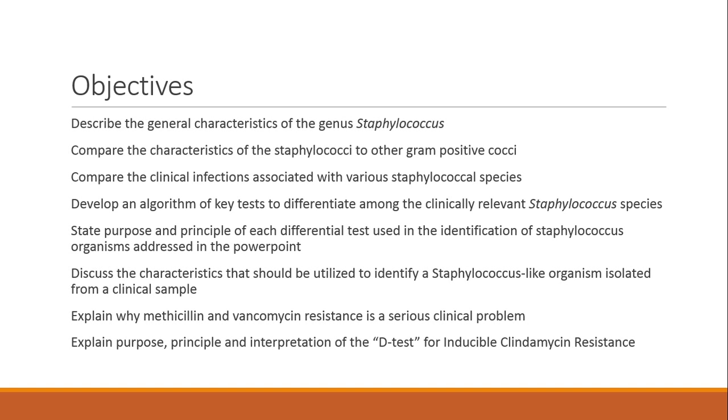Compare the clinical infections associated with different Staphylococcus species. We'll talk about Staph aureus and the kinds of infections that it causes, and then we'll talk about two other kinds of Staphylococcus organisms, and they cause unique kinds of infections. They have their own sort of niche in causing infections in humans.